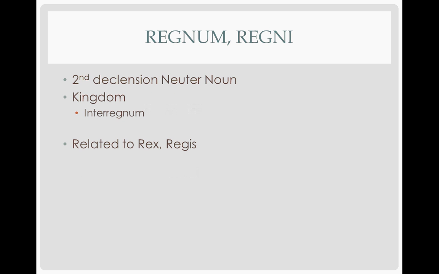Regnum, regni, you can probably guess what this is related to. Yep, it's related to the word king, rex. It's a second declension neuter noun meaning kingdom. Interregnum is a medieval term meaning between the kingdoms. Also between the kingships as well, I believe.